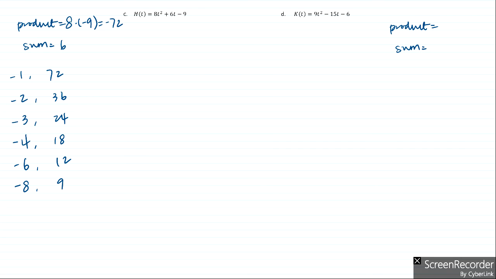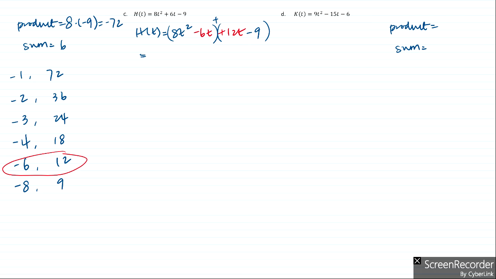Going through some checking, you should see -6 and 12 is the pair that we like over here. We want the sum to be +6. So now we can write h of t to be 8t squared, and then -6t plus 12t and -9. Again, first two together, last two together, connected by addition.